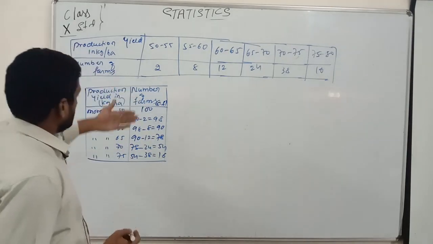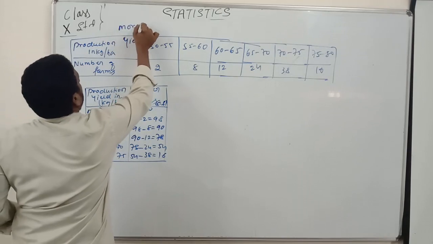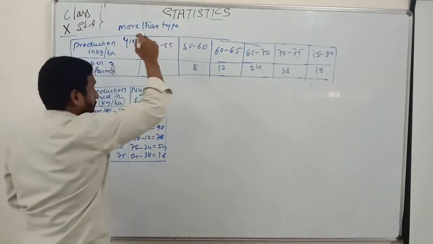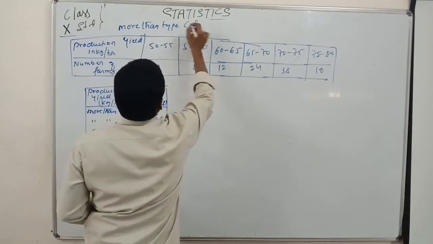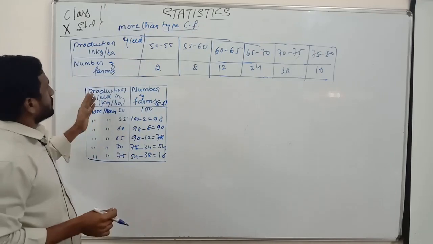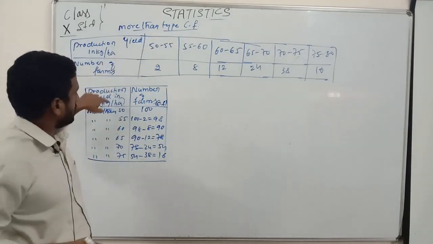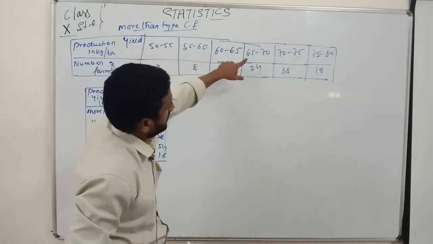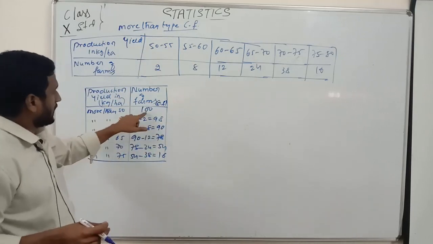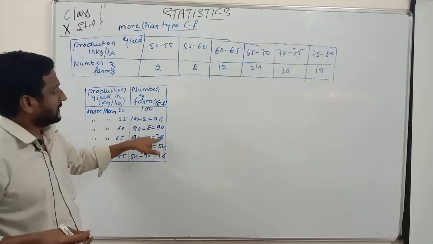Next, see here. This is the more than type cumulative frequency distribution. In more than type, we should subtract here. Always you should take the lower limit: more than 50, more than 55, more than 60, like that. Since 100 farms are there, from the 100 you subtract the given frequency, so correspondingly you get the cumulative frequency here.